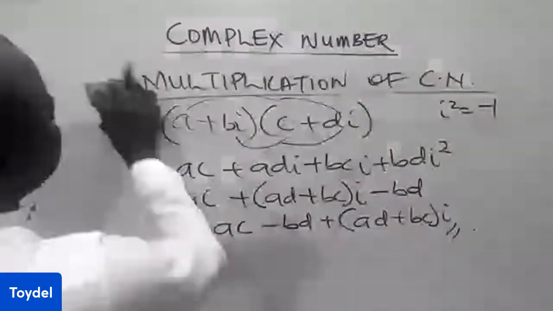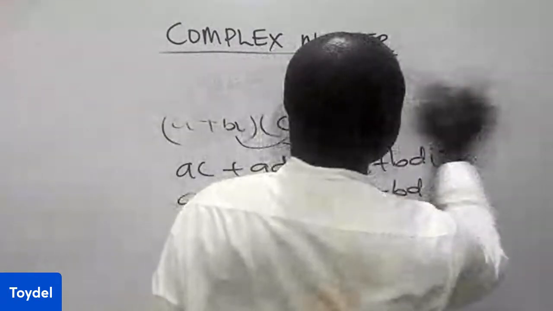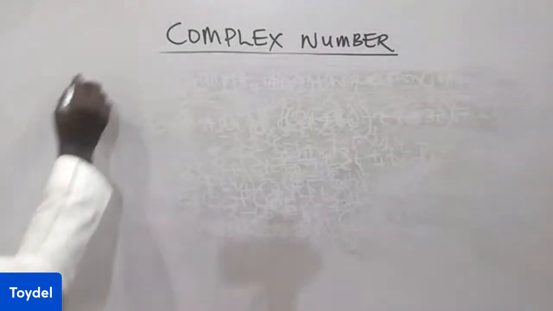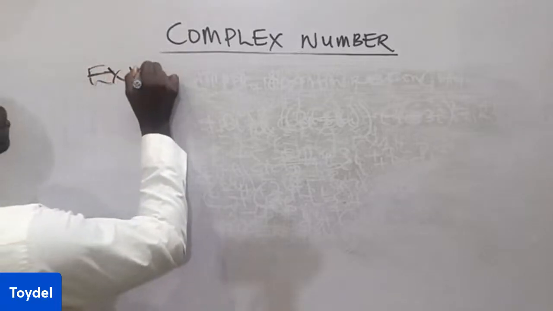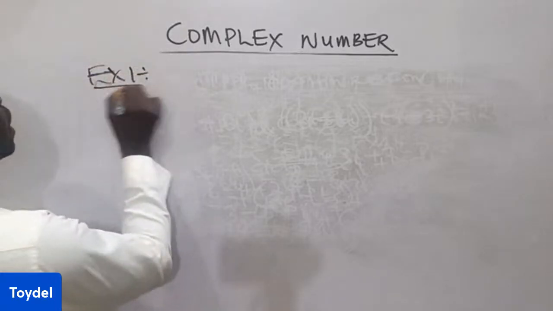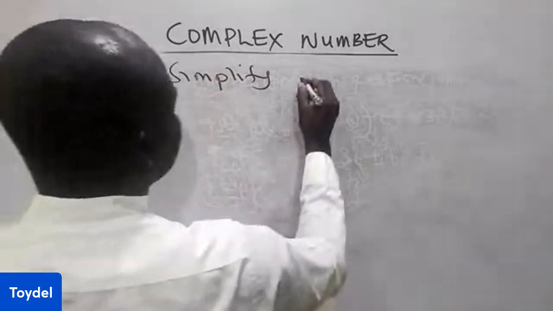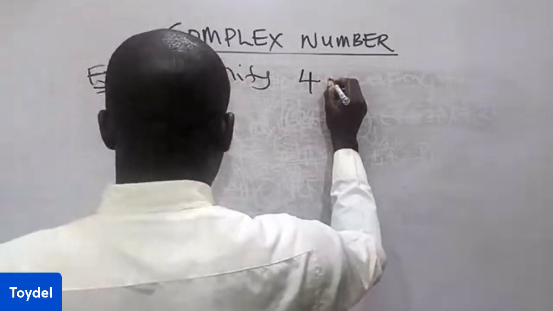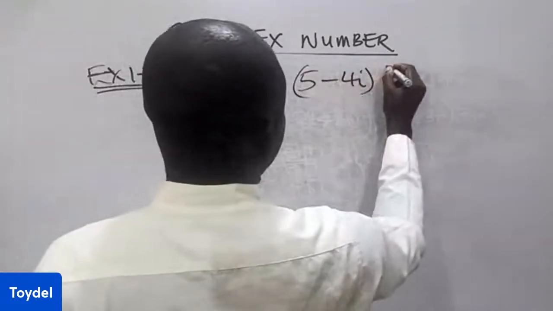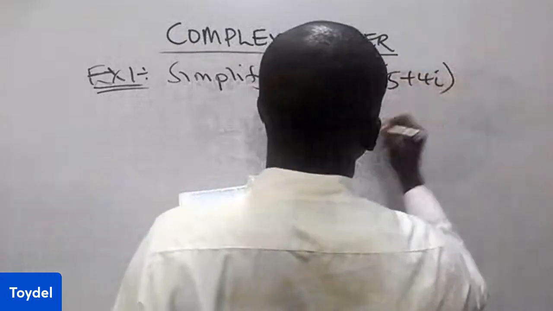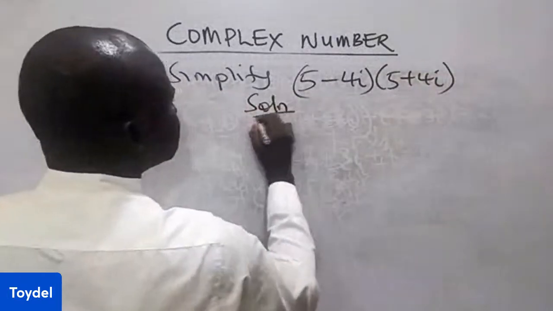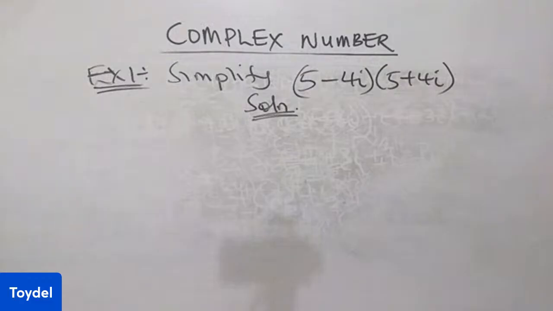So let's consider two examples under multiplication of complex numbers. The first one, where we are asked to simplify 5 minus 4i into bracket 5 plus 4i. That's what we have. This is what we are asked to solve. So how do we solve this?